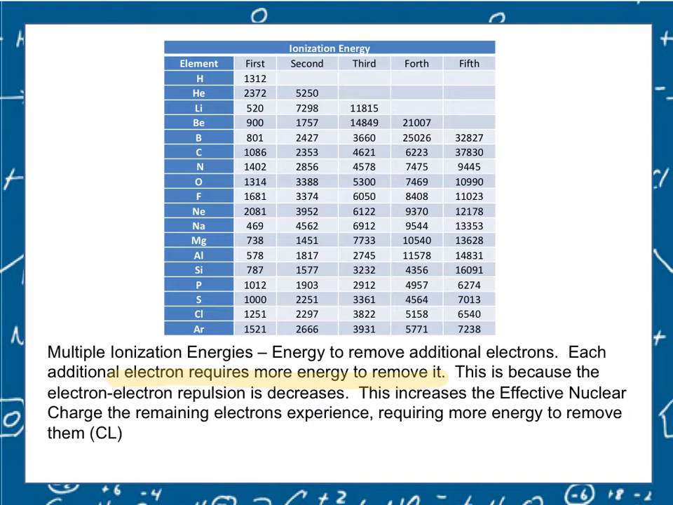So this is going to be your answer if you have to talk about why the second ionization energy is higher than the first for any element.